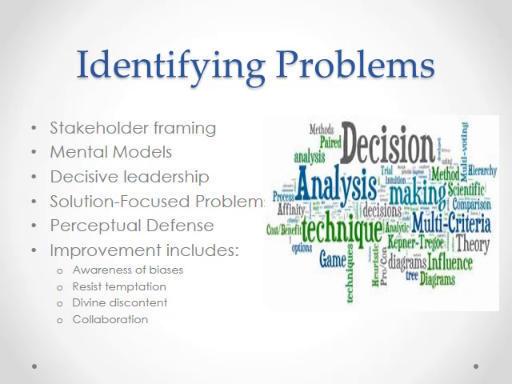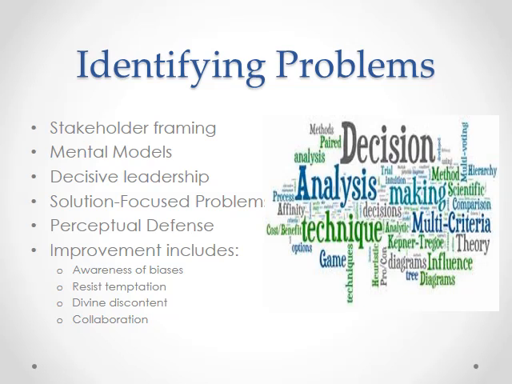Decisive leadership can sometimes announce problems or opportunities before properly evaluating the situation in an effort to look effective. Another problem is solution-focused problems, where you actually define problems as a veiled solution. Last is perceptual defense, which is where the brain blocks out bad news or refuses to see information that threatens the self-concept.